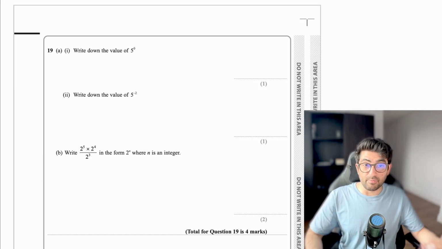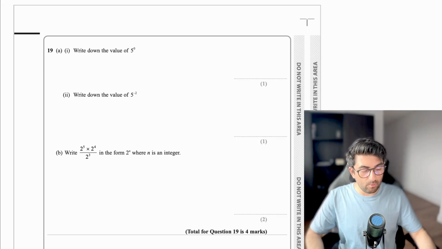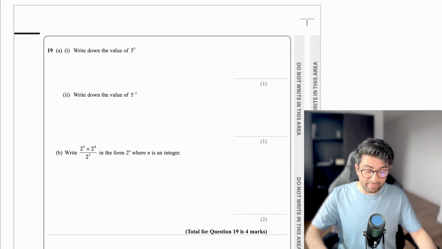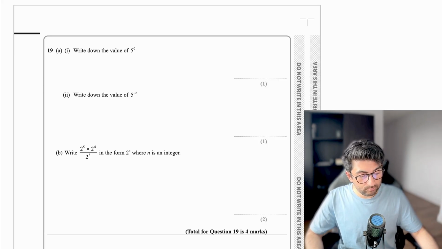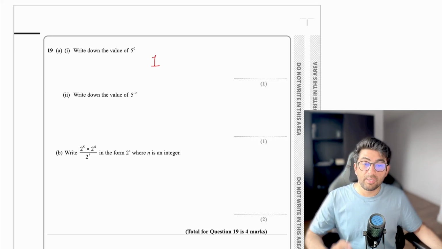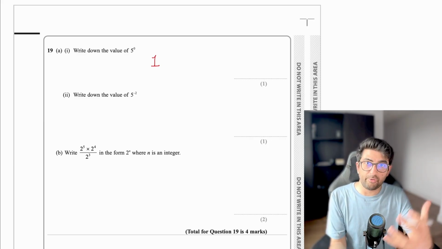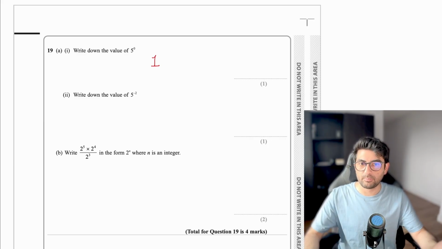19 says, write down the value of 5 to the power of 0. So anything to the power of 0, you don't need to work it out. If it's to the power of 0, it has to be 1. It's an easy one to do. Just remember, any number to the power of 0 has to be 1.